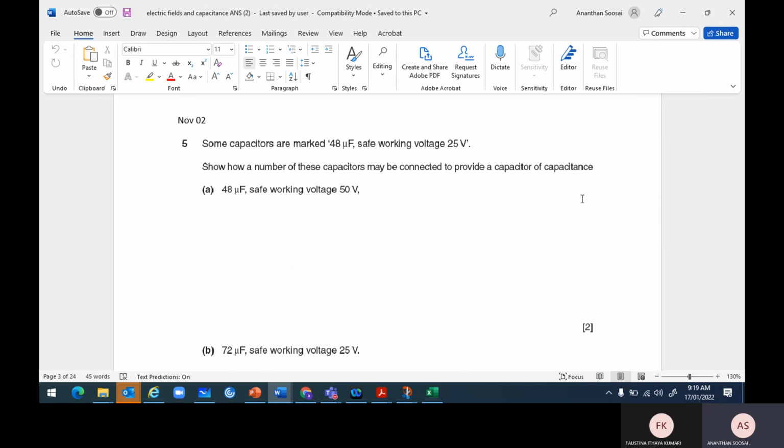Okay, come on, give it a try. Some capacitors are marked 48 microfarad, same working voltage 25 volt. Show how a number of capacitors may be connected to provide a capacitor of capacitance 48 microfarad, where the power supply is 50 volt.